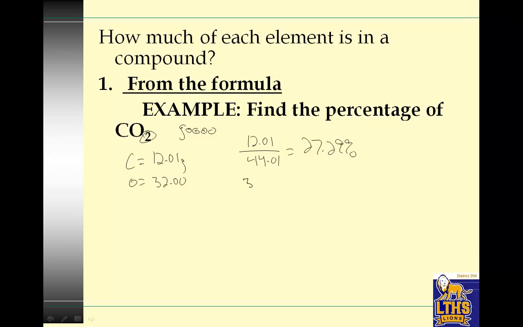And oxygen would be 32 divided by 44.01. I just want to, oops, forgot my times 100. But I did it. Oh, okay. So 32 divided by 44. Oh, I just did that one. No, I didn't. Divided by 44.01 is 72.7%. So, nifty. Well, there you go.